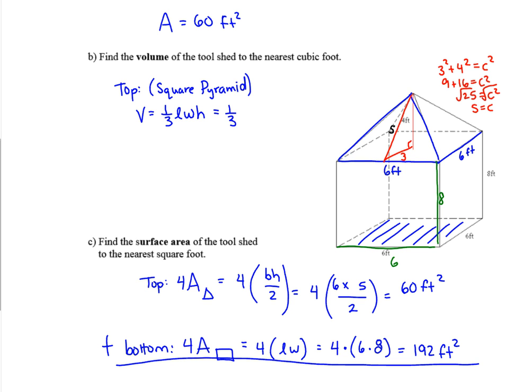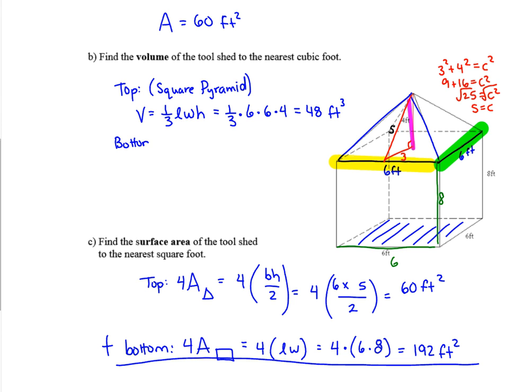So formula substitution, length is 6 times 6 times. What's the height of the pyramid? 4. So we're looking at just the pyramid right now. So the length, the width, and the height of the pyramid. Okay? What does that equal? 48 feet cubed.